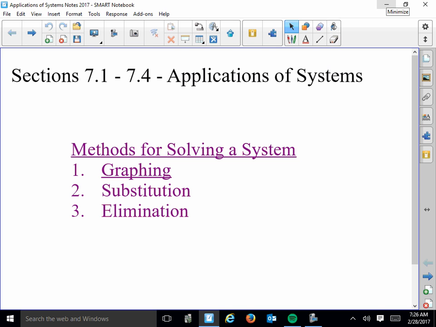Hello. Today we are going to continue working with systems of equations, but today we're going to be looking at applications of systems. As a reminder, we have three methods for solving a system of linear equations. One is graphing, one is substitution, and one is elimination. As we're solving applications, we will only use substitution or elimination. We will not be using the graphing method.